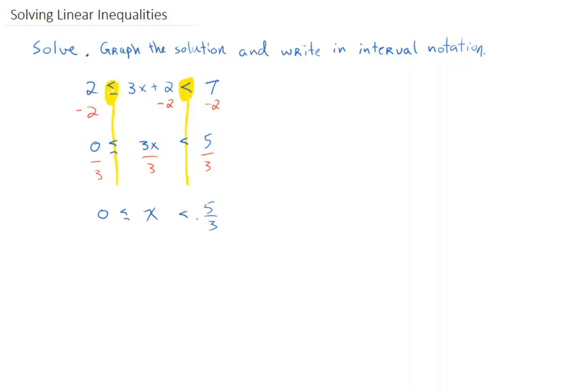Alright, so that's how you solve it. You don't really do anything with the x. You're just going to undo what's happening to it. But whatever you undo in that middle section, you're going to have to undo in all 3 sections.